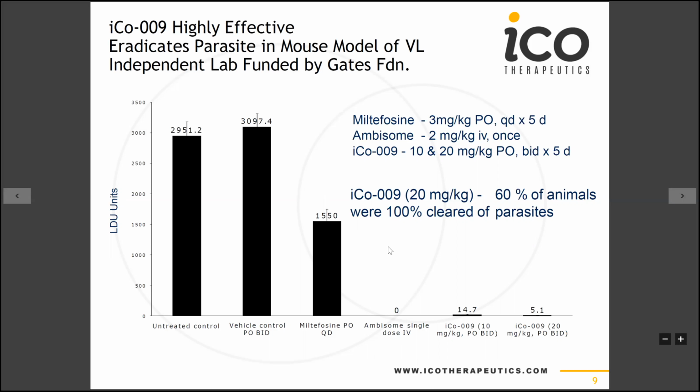But what was exciting for us is that our formulation at 10 mg/kg and at 20 mg/kg pretty much eradicated and cleared 100% of the parasites. 60% of the animals had 100% clearance of the parasite. And so even though we have only an oral formulation, we were almost as effective as AmBisome, which was really exciting. And the fact that now we can have an oral formulation that could overcome the limitations of the parenteral formulation.